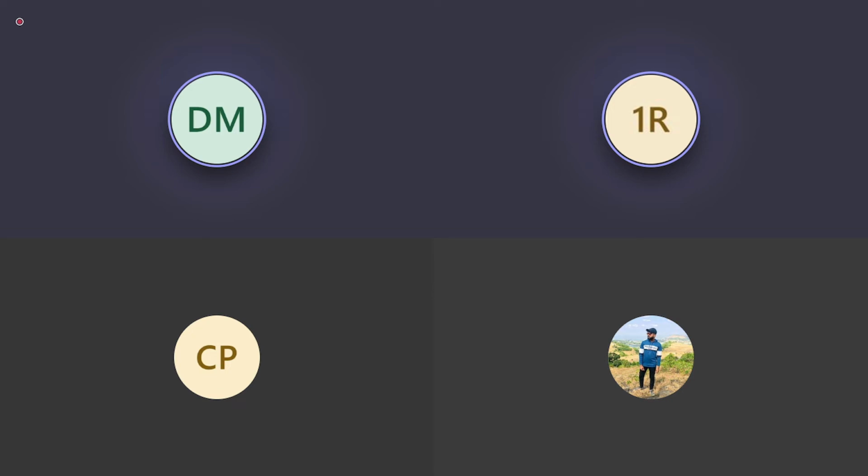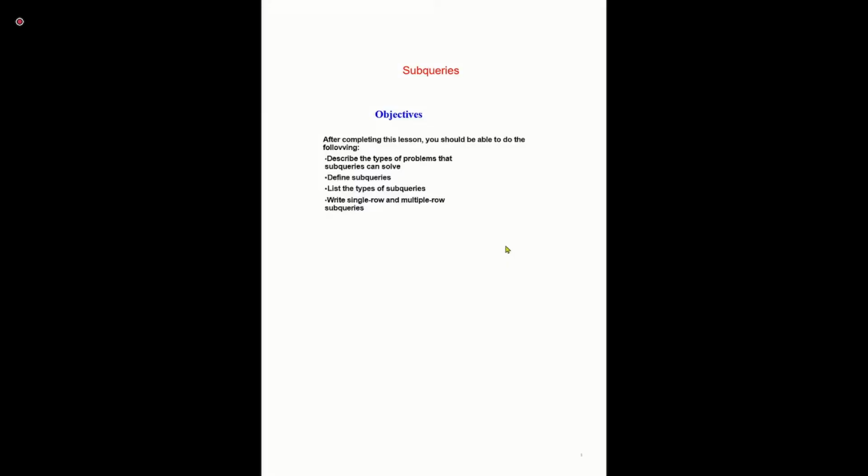So let's discuss the subqueries now. The basic objective of this subquery topic is to describe the type of problems which can be handled by the subquery, that is, the single row operation or the multiple row operation. So we can write the single row or the multi-row subquery.